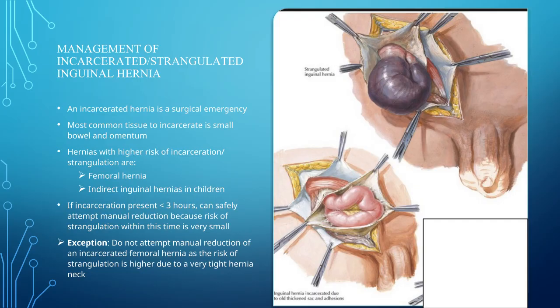Do not attempt manual reduction of an incarcerated femoral hernia. The neck is so tight that the risk of reducing strangulated, non-viable bowel is unacceptably high. These patients should go straight to the operating room or be referred immediately. Do not attempt manual reduction if there are clinical signs of strangulation.